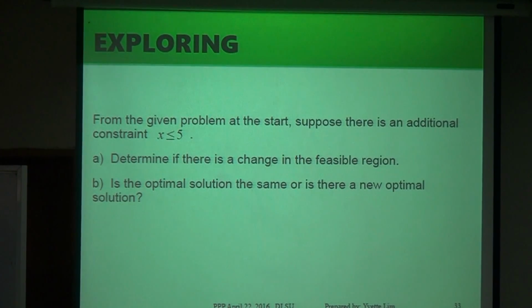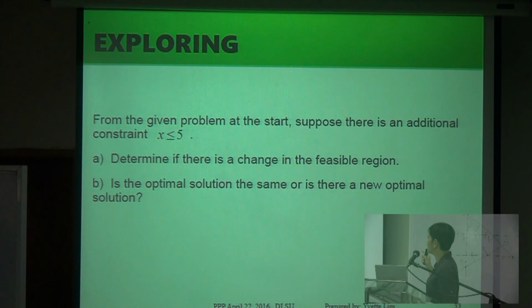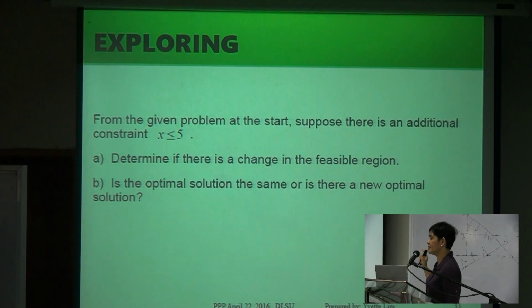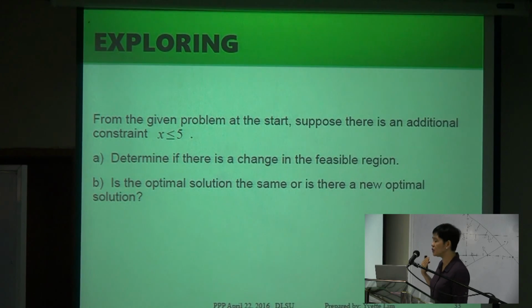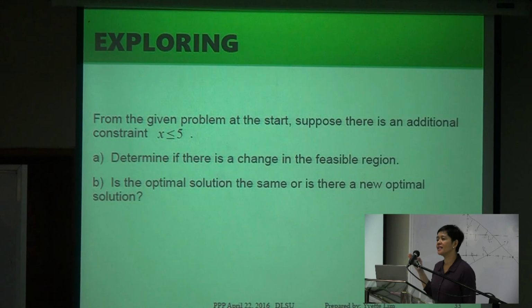Now, for exploring, from the given problem at the start, suppose there is an additional constraint x is less than or equal to 5. You would ask the students, what will happen? Is there a change in the feasible region? Is the optimal solution the same? Or is there a new optimal solution? Due to the limited time, they were not able to do this.